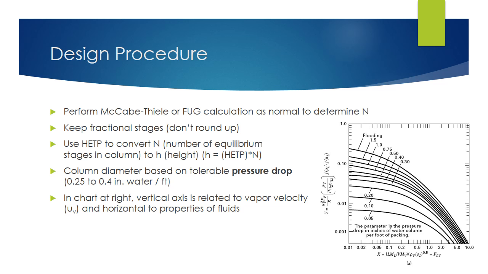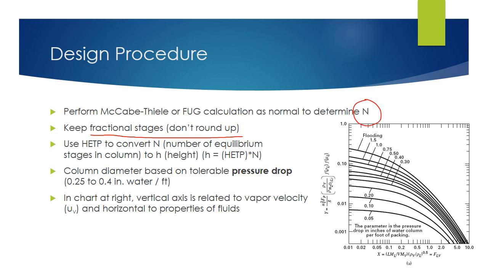I didn't list everything, but you do the equilibrium calculations as you always have done, and you assume ideal stages, and from that you determine the number of ideal theoretical stages required inside of the column. If it's a distillation column and it has a partial reboiler, remember to take away that stage before you do anything else. Also keep fractional stages. You don't need to round up because you can have a fraction of a full stage in a packed column.